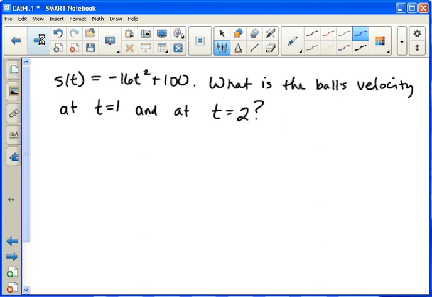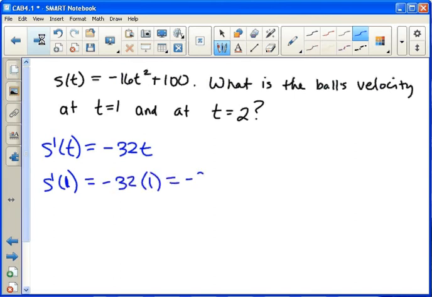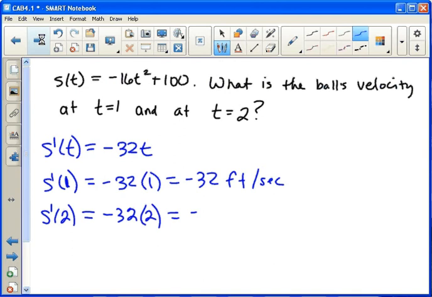So I take the derivative of my equation, and I get negative 32t. And to find out what the velocity was at time 1, I just plug time 1 into the derivative. So it was negative 32 feet per second when exactly 1 second had passed. And then when exactly 2 seconds had passed, it was going negative 64 feet per second. So that's how you accomplish it when you're looking for the instantaneous rate of change or the instantaneous velocity at specific moments in time.